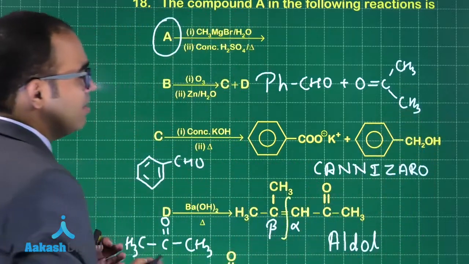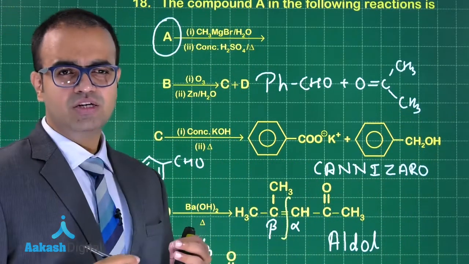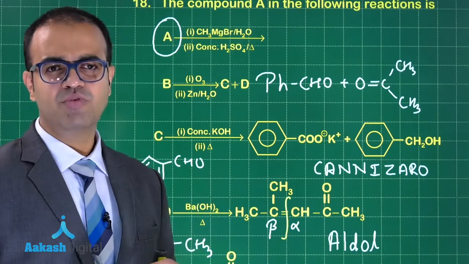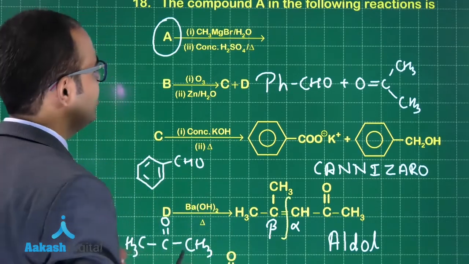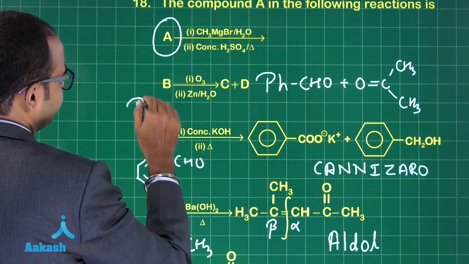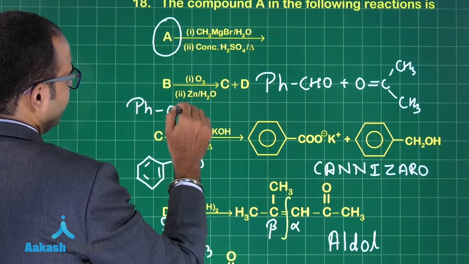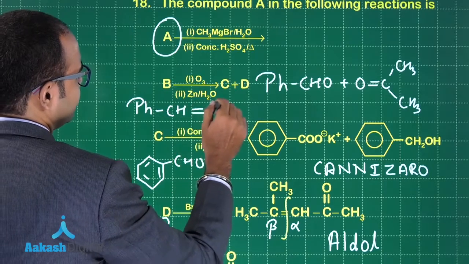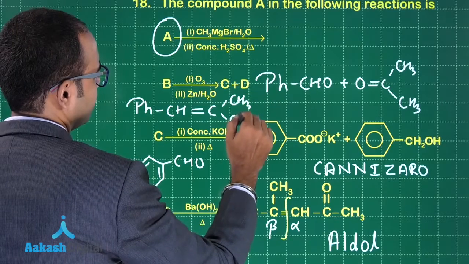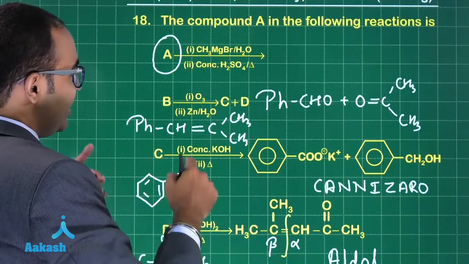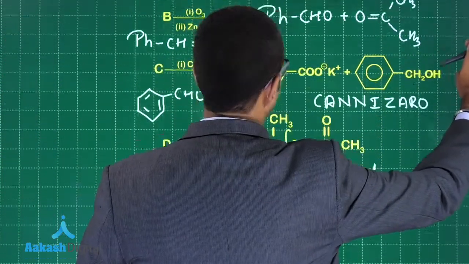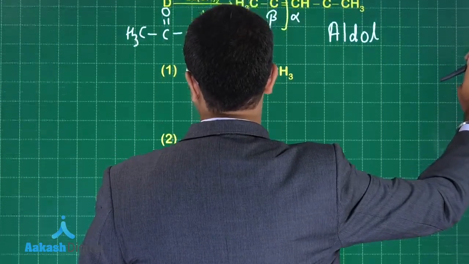This is your D. Very simply, guys, do one thing. Remove the oxygens, put a double bond. So when you remove the oxygens and put a double bond, what do you get? You get your B. So we have got the compound B, guys. Now let us look at the options. From where can we get compound B?